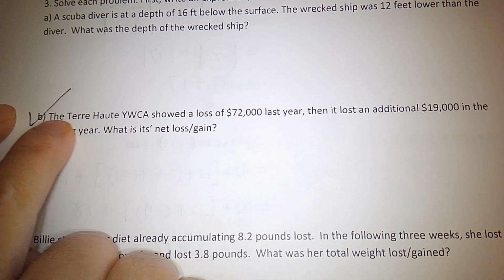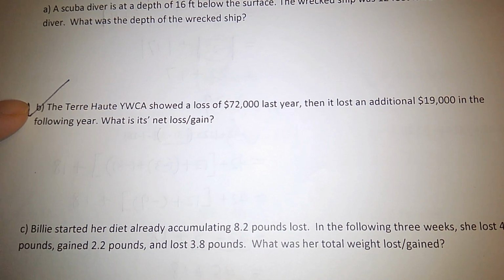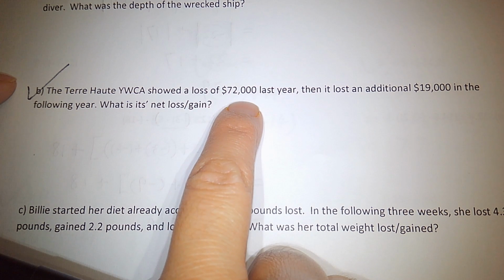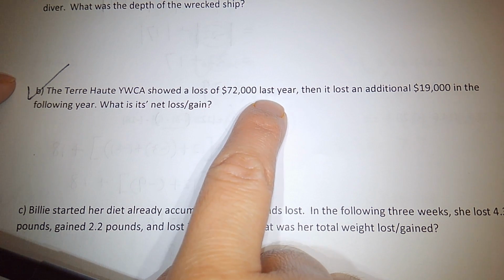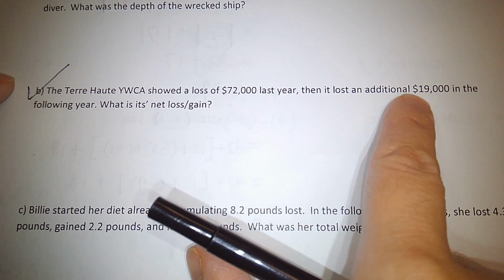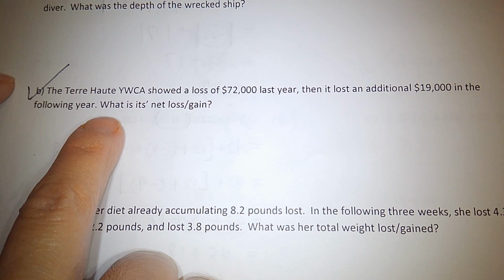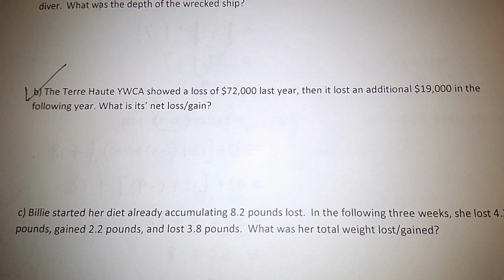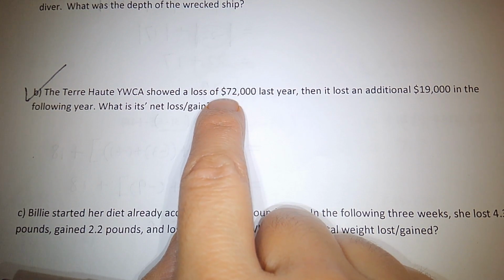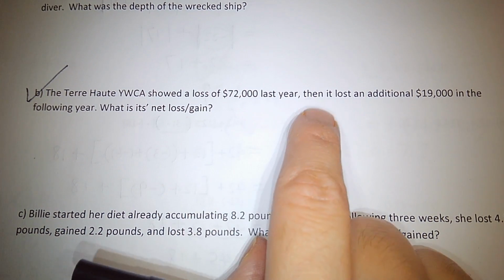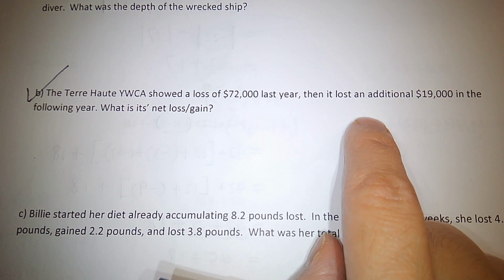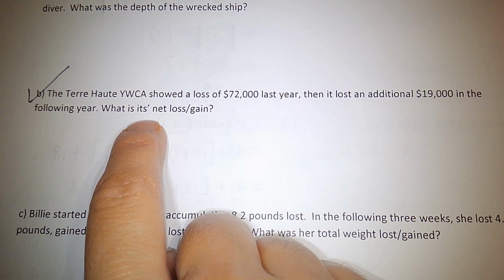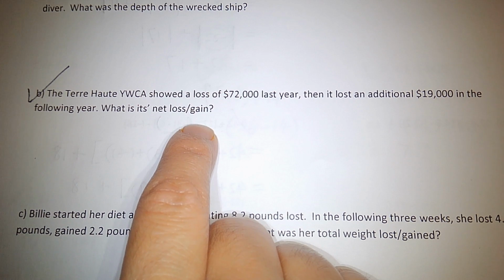So what's your name again? Cameron. Can you read this question for us? The Terre Haute YWCA showed a loss of 72,000 last year, and then lost an additional 19,000 in the following year. What is its net loss or gain? Very good. Last year lose 72,000. This year keep on losing 19,000. What is its net loss or gain?